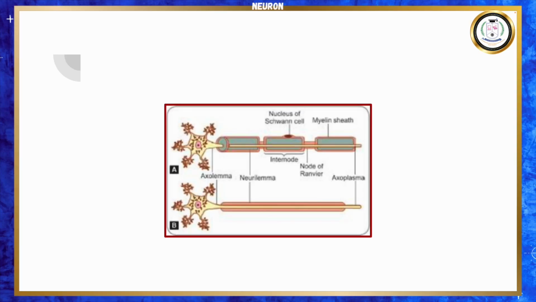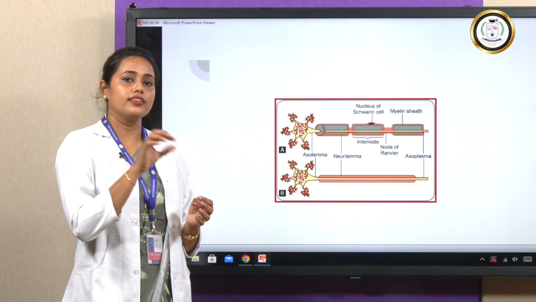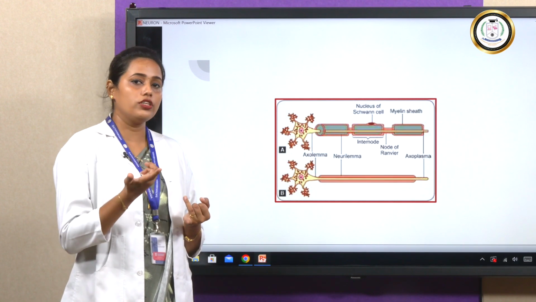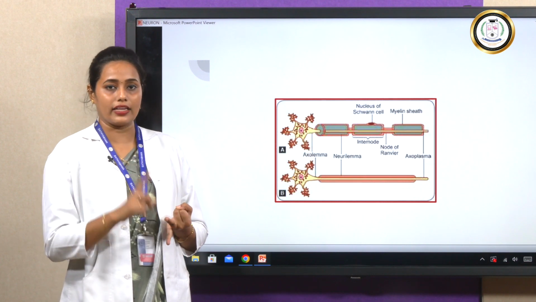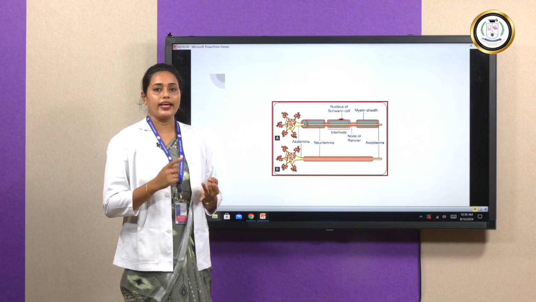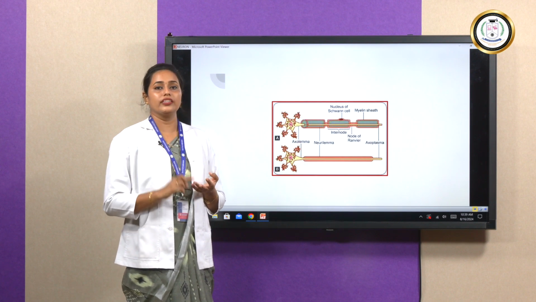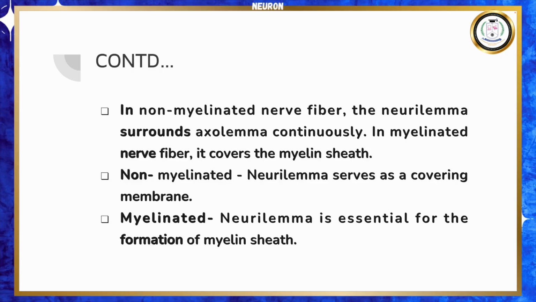Again, when we come to the non-myelinated nerve fiber, the same thing applies. There is a central core of cytoplasm, the axoplasm, surrounded by a layer called the axolemma. But here we will not have a myelin sheath. So this axolemma is directly covered by the neurolemma. You can look back at this slide. In a non-myelinated nerve fiber, the neurolemma surrounds the axolemma. In a myelinated nerve fiber, it covers the myelin sheath.